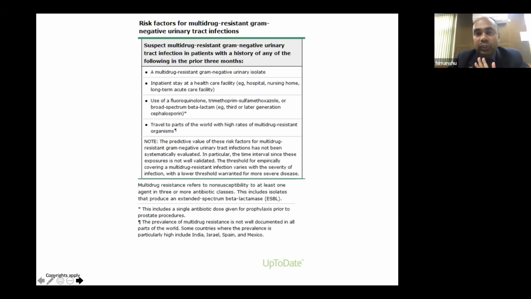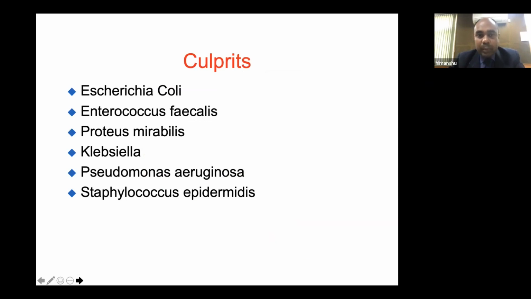Use of fluoroquinolones and/or cotrimoxazole, or broad spectrum beta lactams like third generation or later generation cephalosporins in the last 90 days: definitely one should think of the possibility, if the patient is coming back with a UTI, that it is an MDR UTI. There are certain countries which are known to have that. India definitely is in that group of countries, so one has to be careful about that also. These are the broad culprits which we all know, which we commonly see, and which you are also seeing in your own wards.